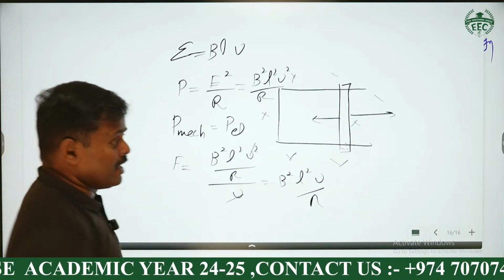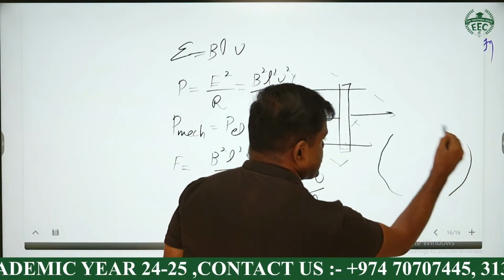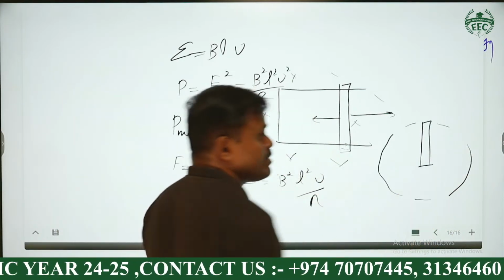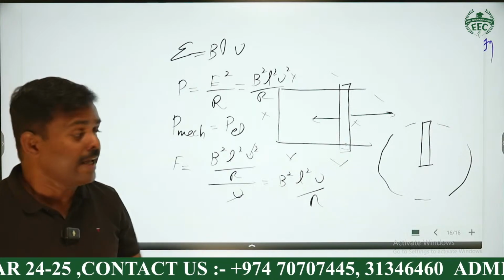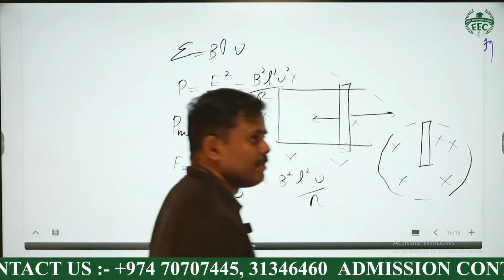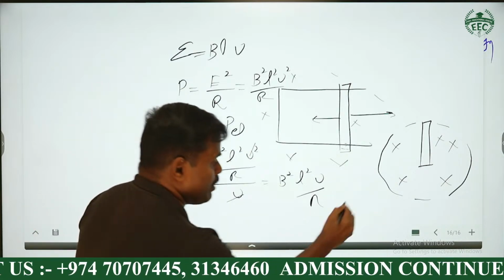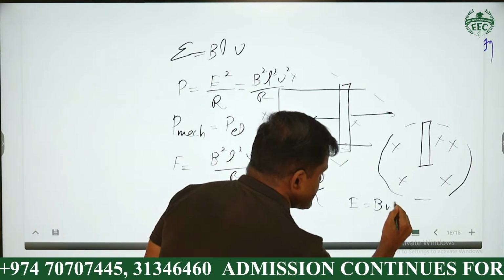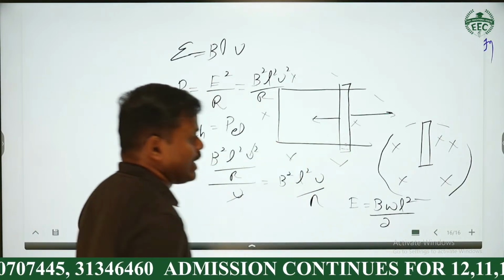Another one: you have a rotating conductor. This question has come 9 times across different papers in the last 12 years, so check it out. The conductor is rotated in a magnetic field. What is the EMF developed between the ends? That is given by B omega L square by 2. B omega L square by 2.